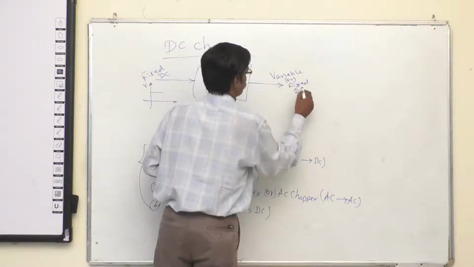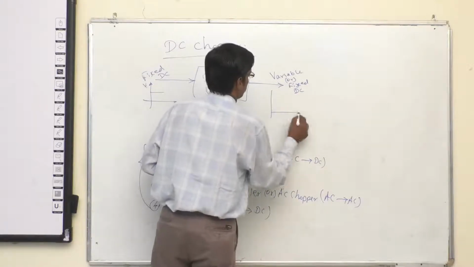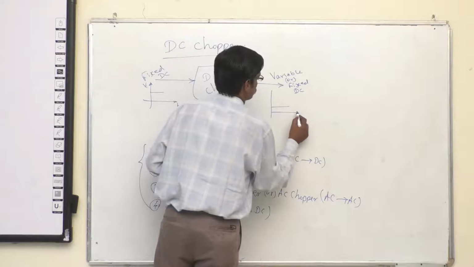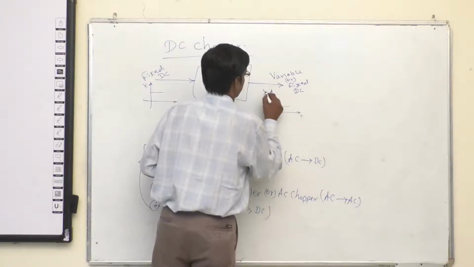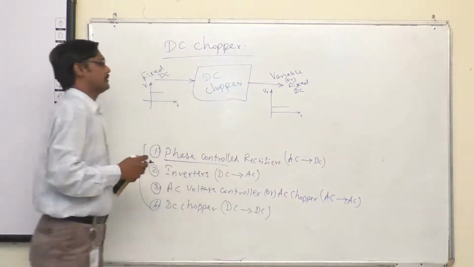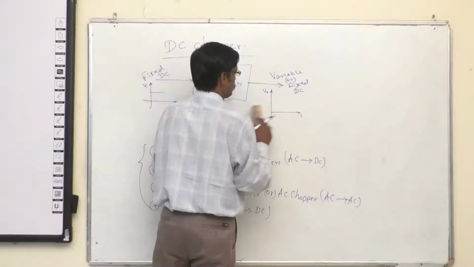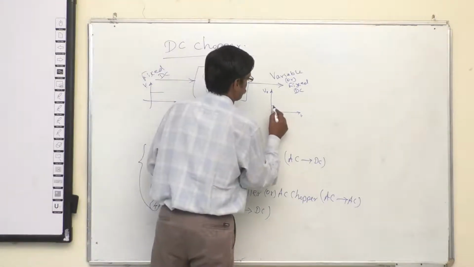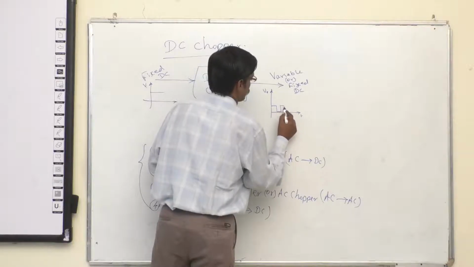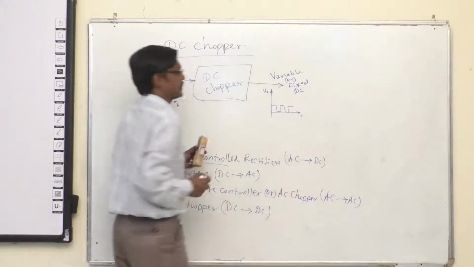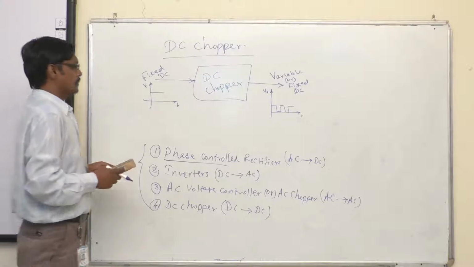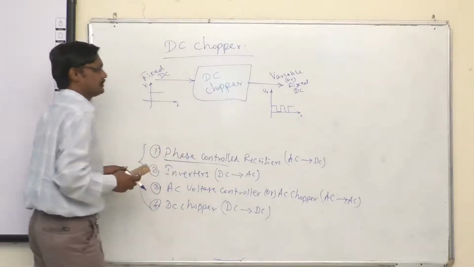Fixed DC output. It may be any value. The output may be variable. So actually, the output is a variable DC. Then it has to be filtered out, and you have to get the constant DC. So this is the function of DC chopper.